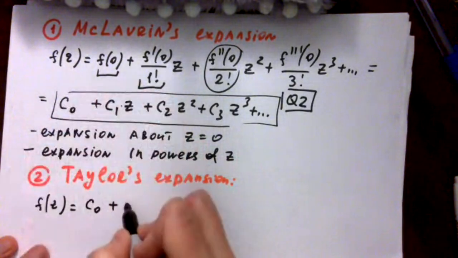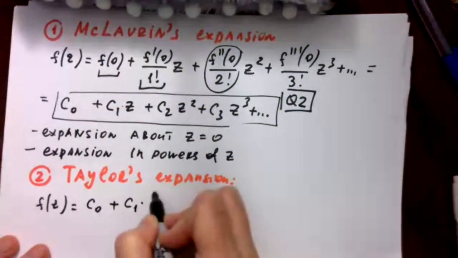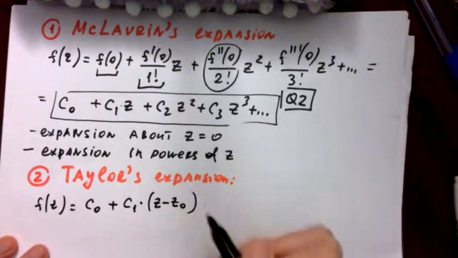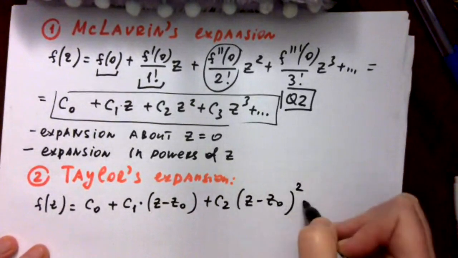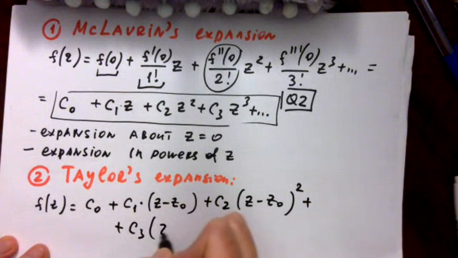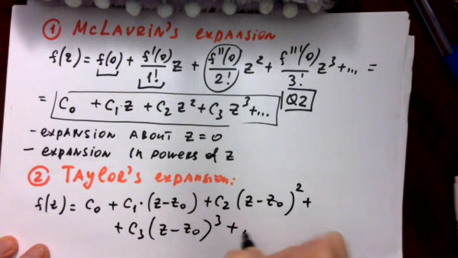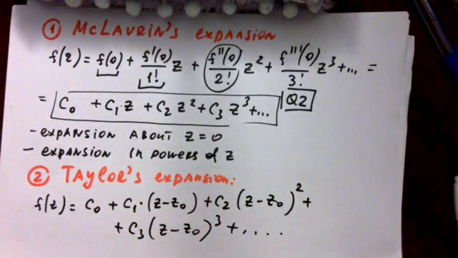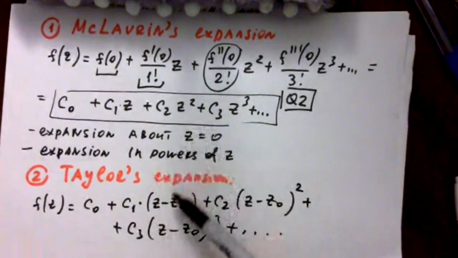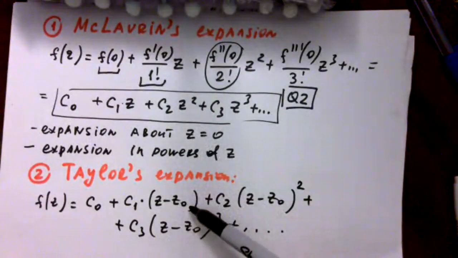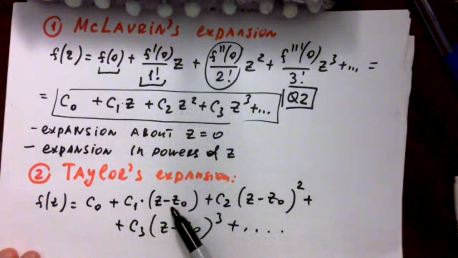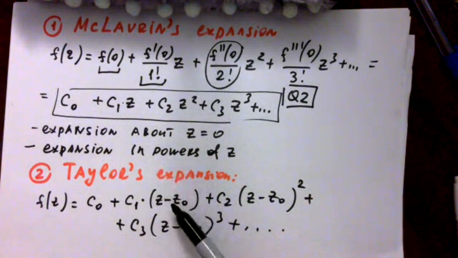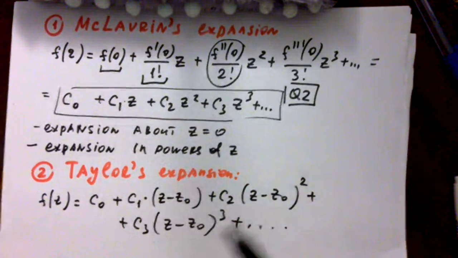So the first term will be the same. Then you'll get C1 times z minus z0 in the first power, plus C2 z minus z0 in the second power, and so on. Let's write down the third term as well, and so on until infinity. So this is the difference between the expansions. So you can immediately, looking at these two formulas, come to the conclusion that Maclaurin's expansion is just a special case of the more general Taylor's expansion, when this z0 is equal to zero.